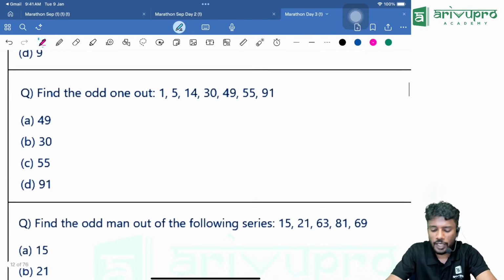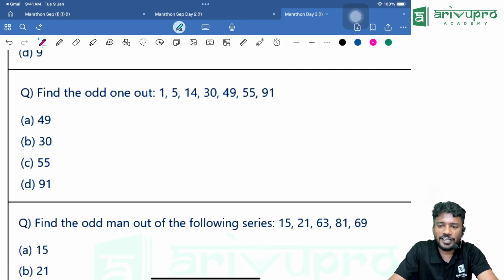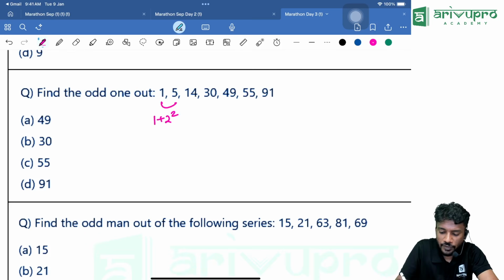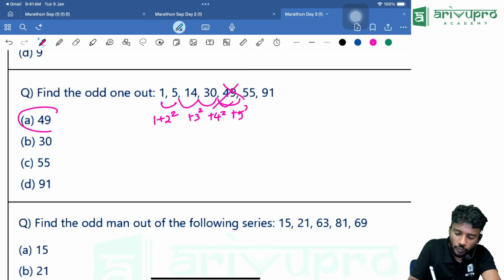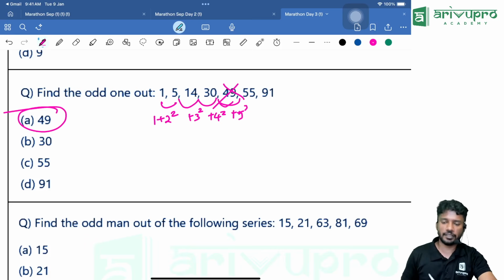Next one: 1, 5, 14, 30, 49, 55, 91. Why 49? No, 1 is a perfect square. 1 plus 2 square is 5, then plus 3 square, plus 4 square. Then next should be what? Plus 5 square, that should have been 55. 49 should not have been there in the group itself. Answer is 49. Very good.